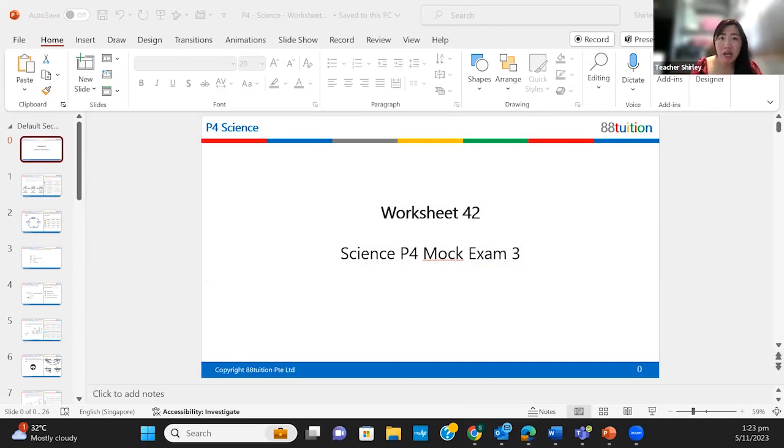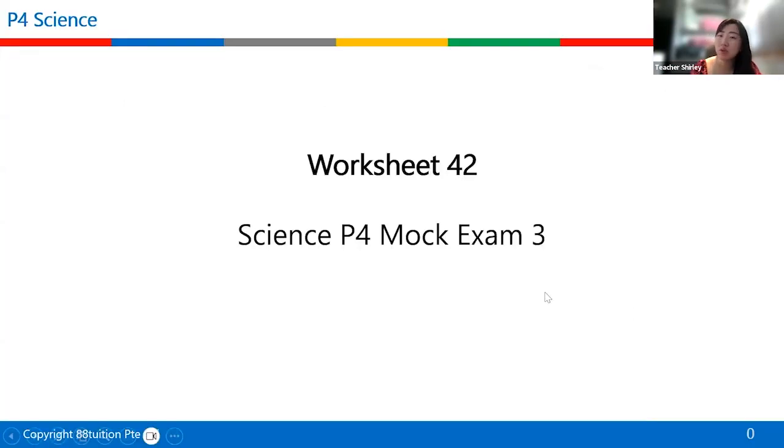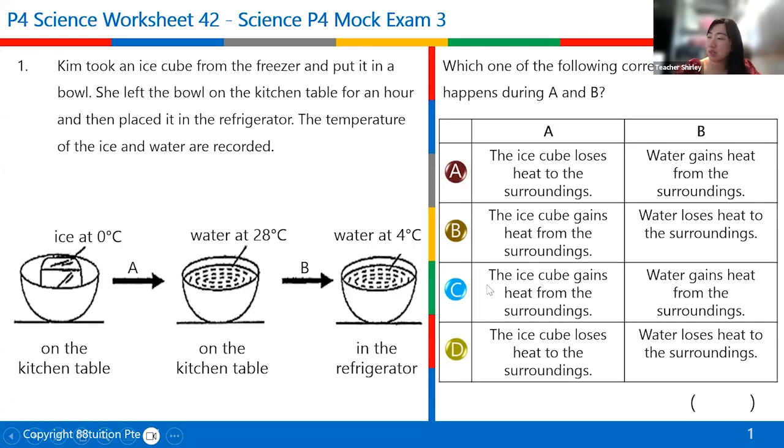Okay, so we will start off with MCQ. Then after, I'll give you a short break. Then we come back for open-ended. I know that some of you, your exams are over, so just take it as a revision. Next lesson onwards, we'll be starting on preparation for Primary 5 already.